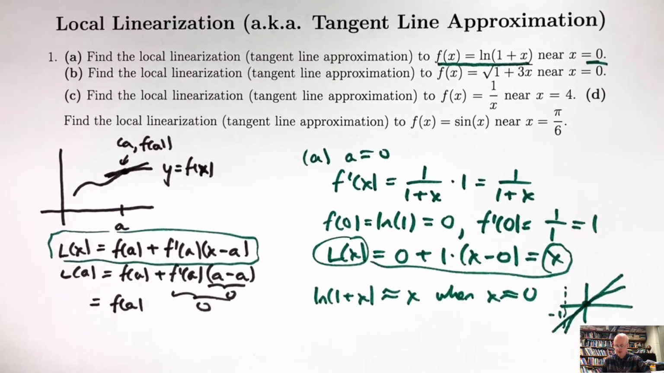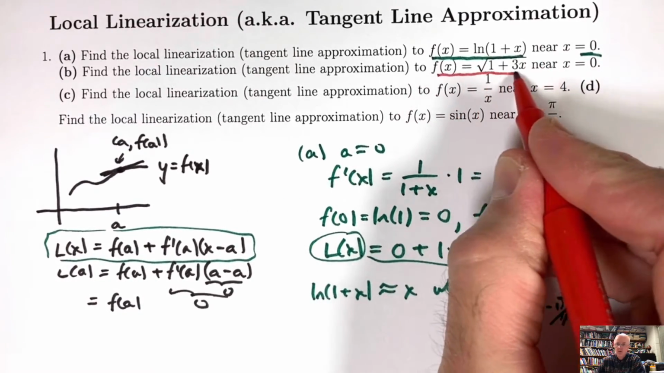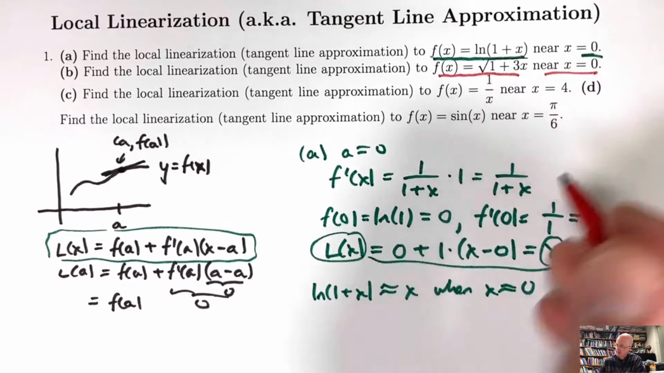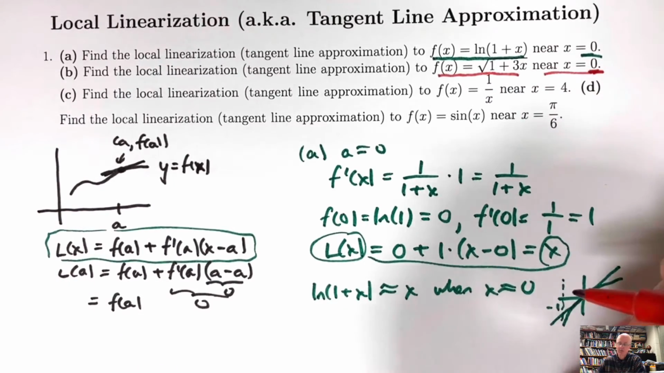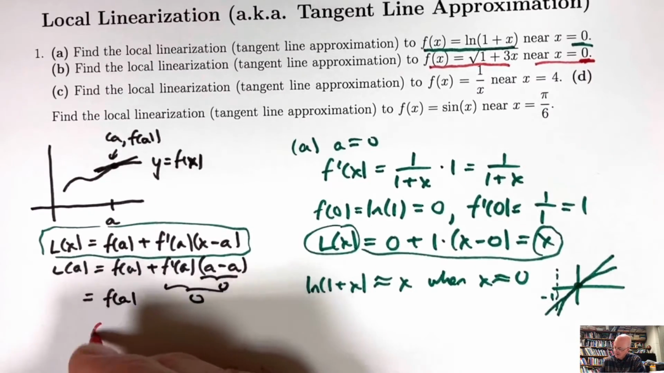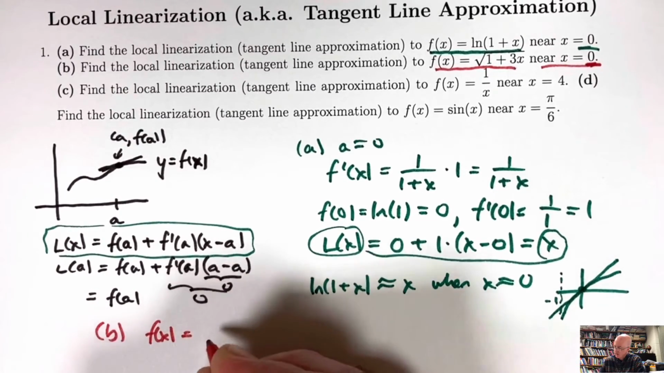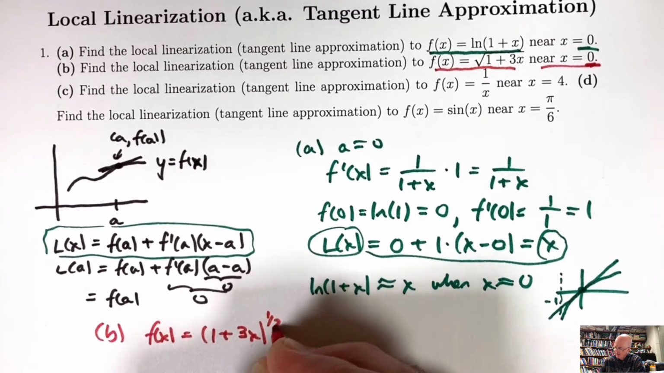The next function you can see here is f of x equals the square root of 1 plus 3x. Once again, a is 0 because we're saying near x equals 0. That implies that that number is the a. Go ahead and do this one here. F of x equals square root of 1 plus 3x. That's the same as 1 plus 3x to the 1/2 power.